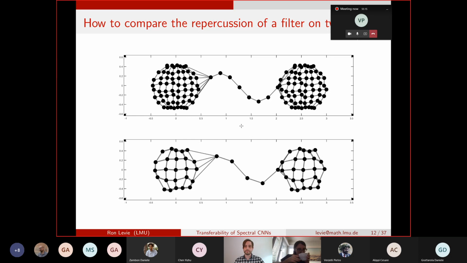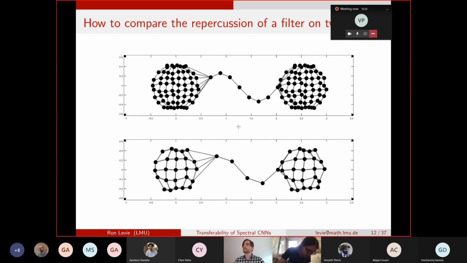Any more questions? I have one, Ron. What about some partial transferability? Let me elaborate on this. You have the two globes that are connected, and you have another graph which has only one globe. The other one is missing, or the phenomenon is only a partial view over the phenomenon, and so on. Can you comment on this?